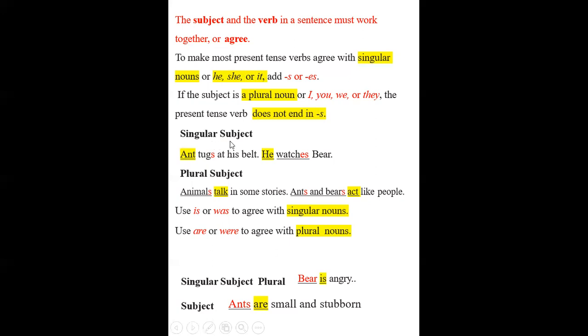For example, with a singular subject, we say ant tugs. Ant is singular, so the verb has the s. When we move the s to the subject to say ants, we say ants tug. Ant tugs at his belt. He watches bear. You see, he here is a singular pronoun, and its verb has s at the end, and we've added es here. It's the same form as the noun, guys.